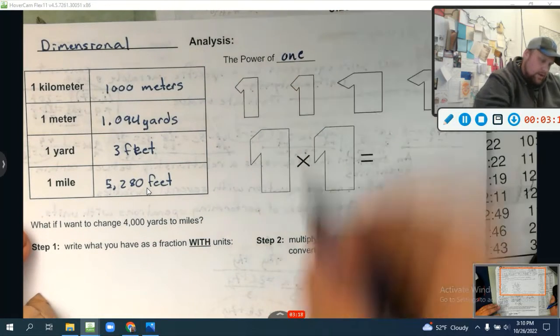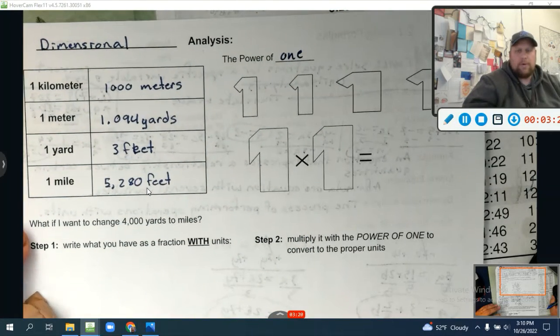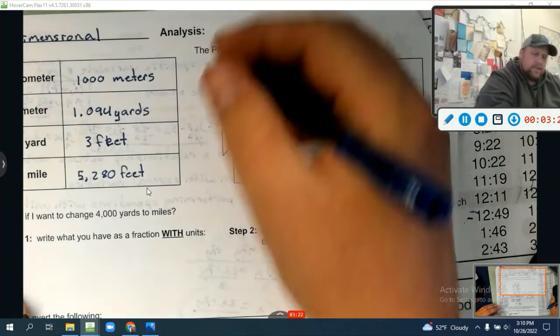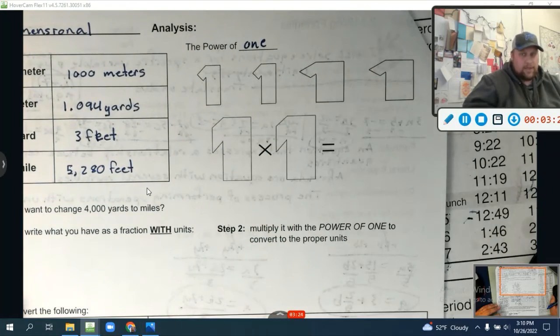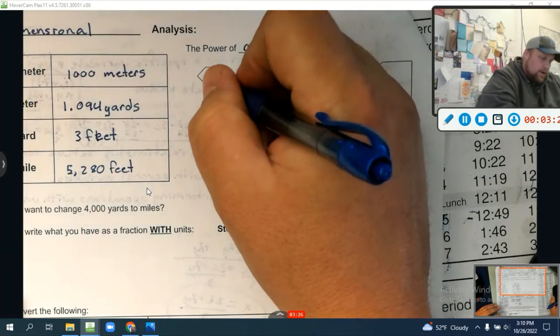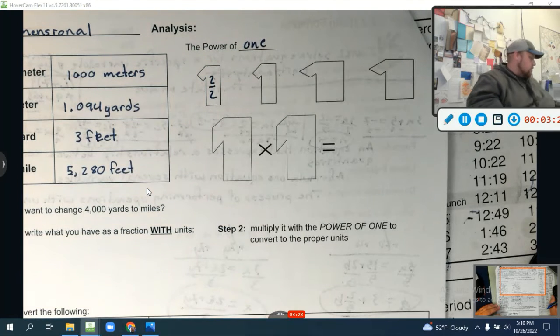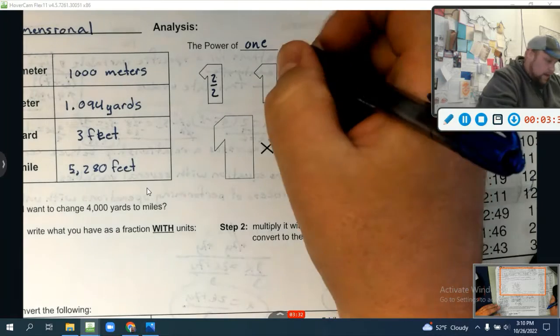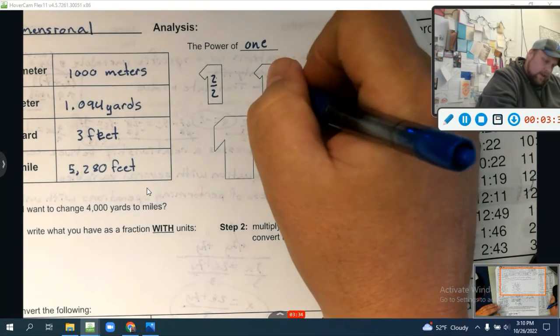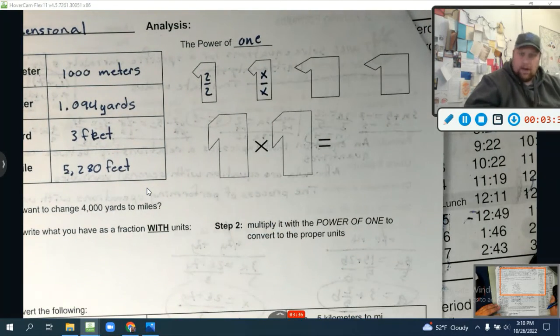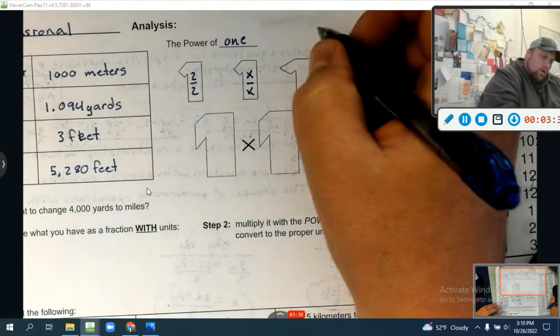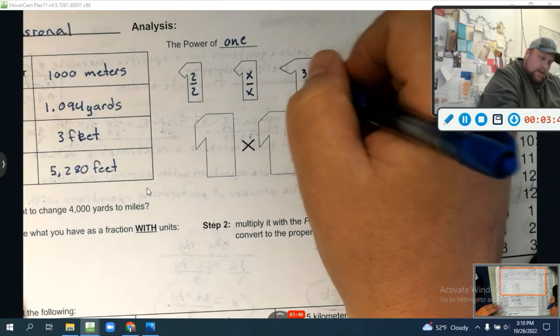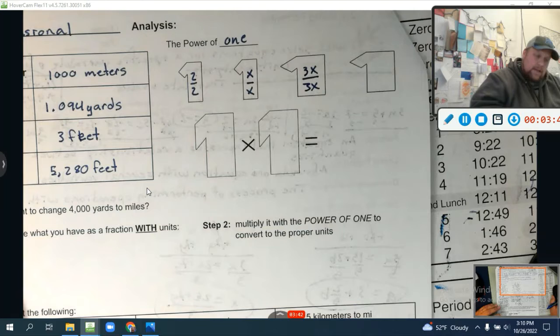The power of 1. What do I mean by the power of 1? 1's an important number. We're going to use it a lot in dimensional analysis. So what do I know? I know 2 divided by 2 equals 1, right? In the same way, I know that x divided by x also equals 1. Or I could even say 3x divided by 3x, with some multiplication there, equals 1.